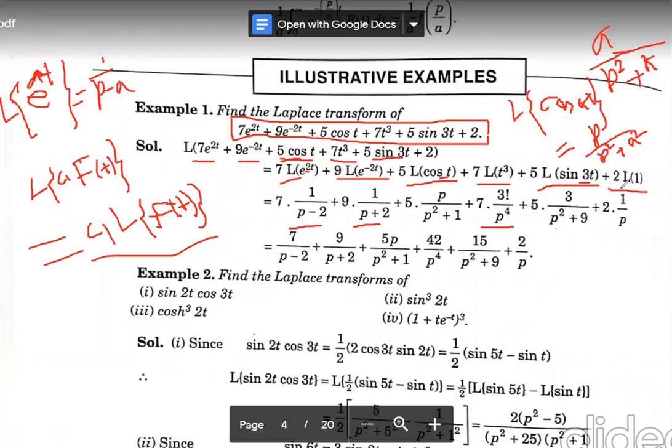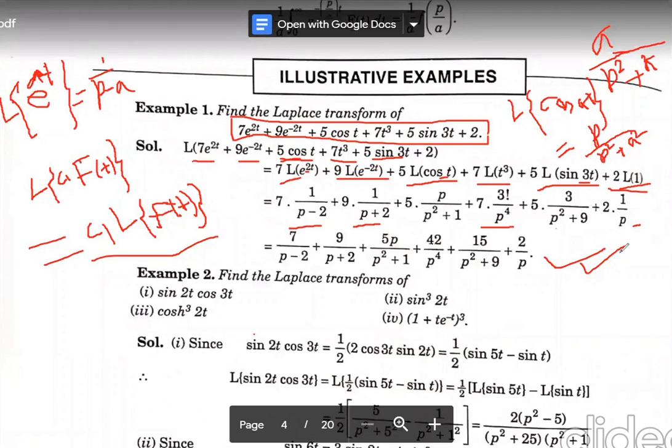3 square is what? 9. Then 2 into Laplace transform of 1 is what? That is 1 by p. And then just simple. After this, just simplify and you will get the required Laplace transform of the given function. Is that clear?